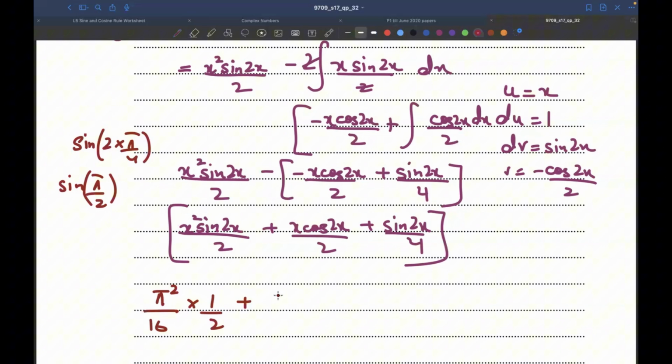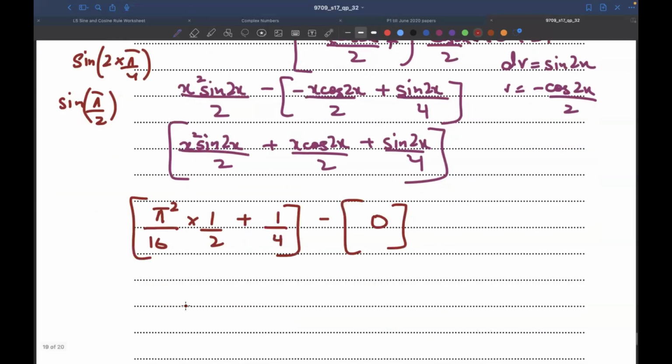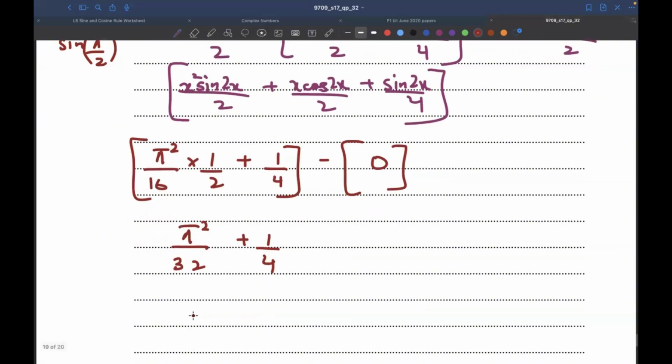So this will become plus 1 upon 4. Minus, now substituting 0 over here, this term will be 0, and this term will be 0 as well. So our final answer will be pi square upon 32 plus 1 upon 4. That should be the final answer. And if we take the LCM as 32, so this will become pi square plus, this will multiply by 8, so 8 upon 32.